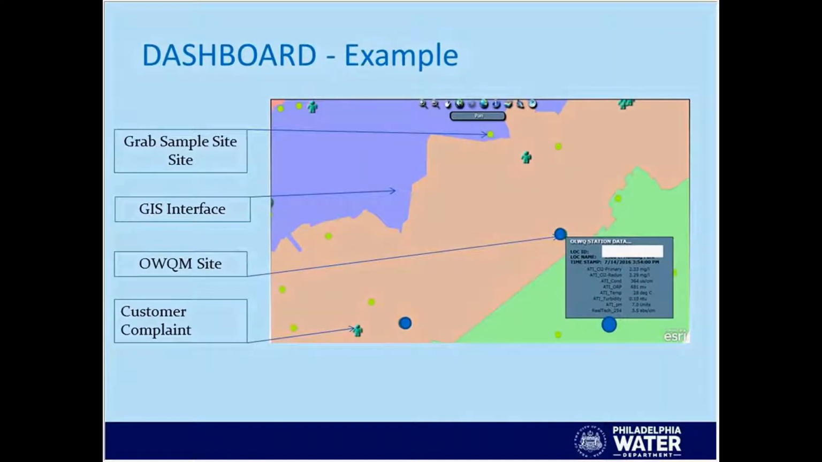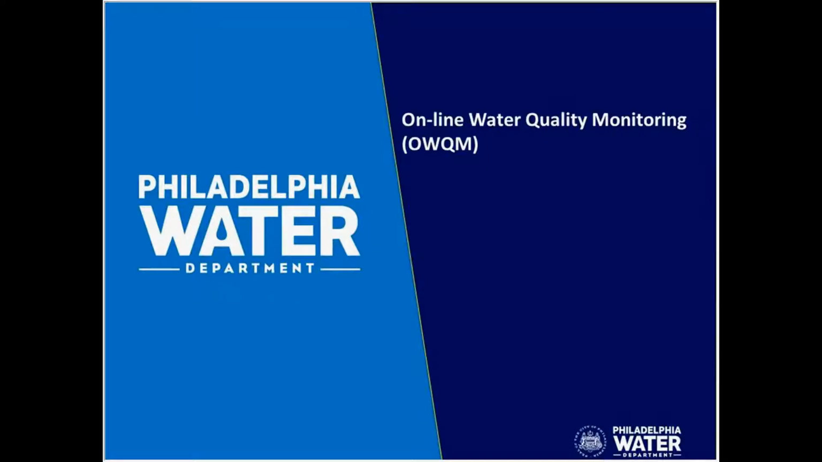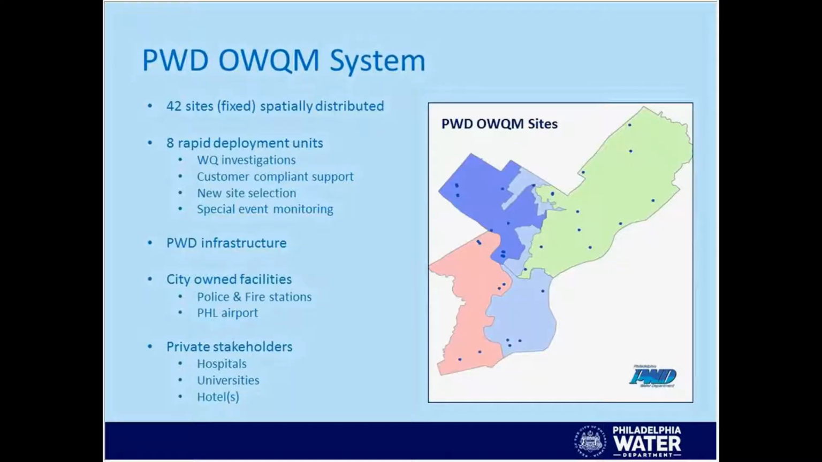This is just a very generic sample of what a dashboard looks like. We have a grab sample site. We have your GIS interface. And this is an actual screenshot from one of our OWQM sites. So you have the drop-down menu. You can see in real time what's going on for the parameters. And then any customer complaint response. All this information is being fed into the dashboard, so you can see what's going on so you can make that determination of if an event's occurring. So now we're going to run through the components of our system.